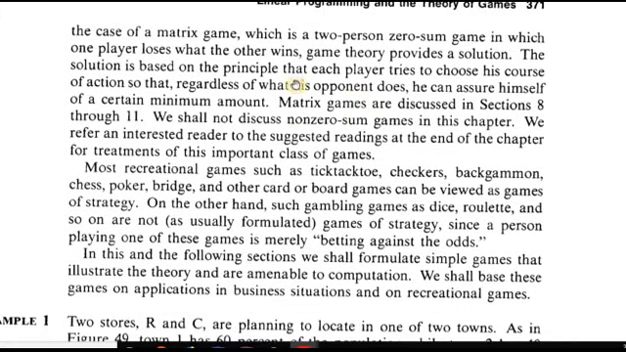Okay. All right, so the solution is based on the principle that each player tries to choose his course of action so that regardless of what his opponent does, he can assure himself of a certain minimum amount. Now, this idea takes some thinking about. This idea that whatever the opponent does, you want to assure yourself of a certain minimum amount. In other words, you want to get the best possible worst case. This is also called a max-min strategy, which means you want to maximize your minimum benefit.